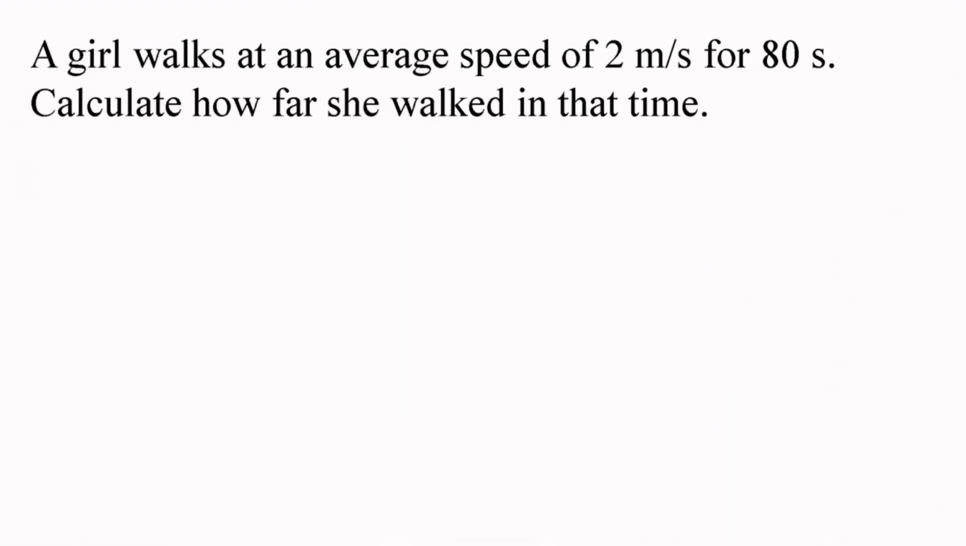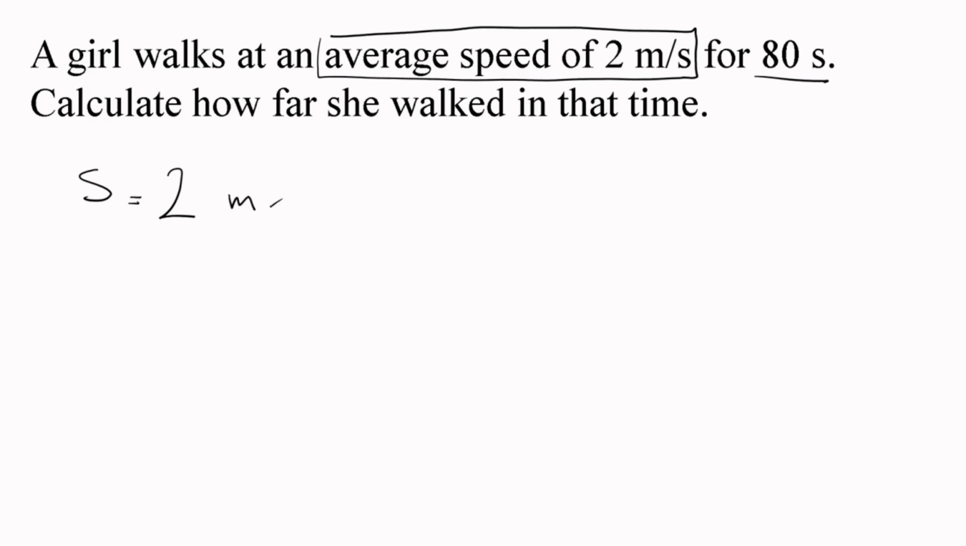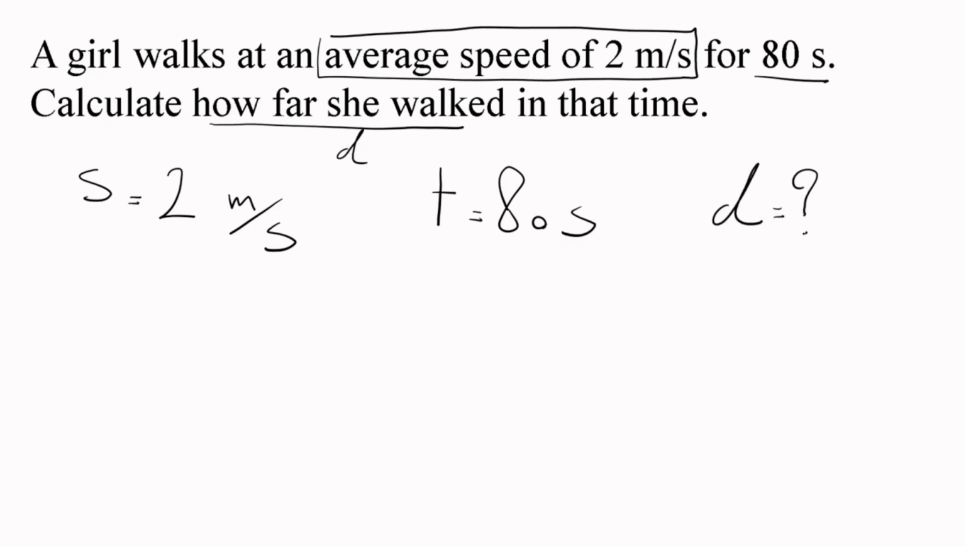The first example that we have: a girl walks at an average speed of 2 meters per second for 80 seconds. So what do we have? We have S, average speed, which is 2 meter per second. And of course, we have t, which is equal to 80 seconds. What does the question ask us to find? Calculate how far she walked in that time. How far she walked means distance. So distance is the unknown parameter.